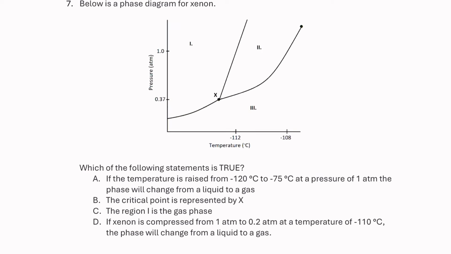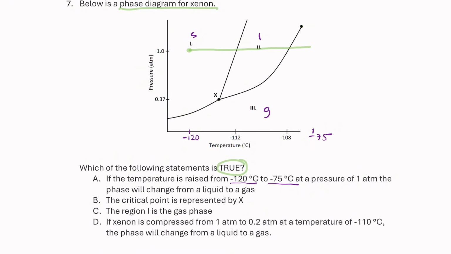Let's tackle problem 7 now. Problem 7 says below is a phase diagram for xenon. Which of the following statements is true? Let's work through each option. A says if the temperature is raised from negative 120 degrees Celsius to negative 75 degrees Celsius at a pressure of 1 atmosphere, the phase will change from a liquid to a gas. This is a false statement.